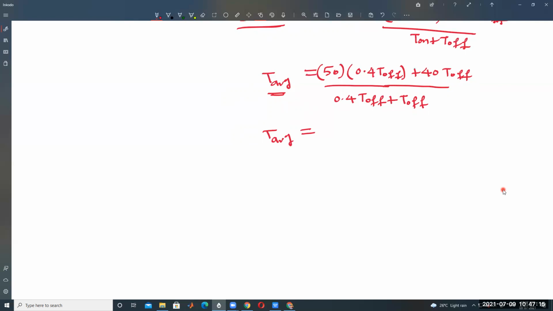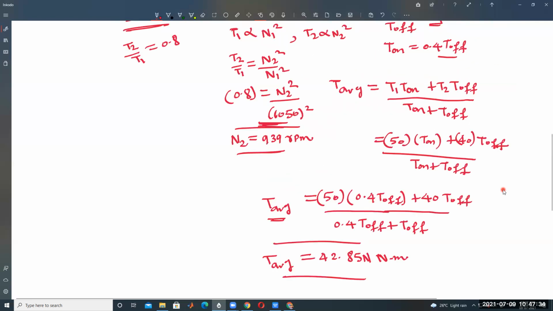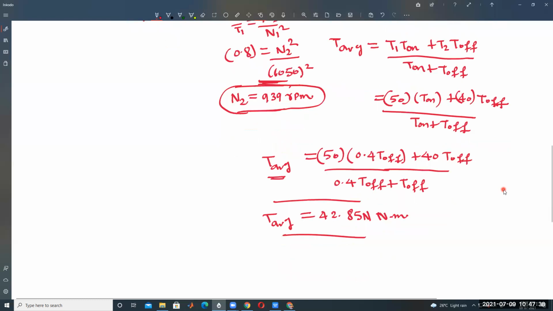Use the calculator and find this. How much here? 42.857 Newton meter. Units are also important. So this is the average torque, and this is the speed of the slip-ring induction motor. This is the average torque developed by controlling the rotor resistance using a chopper.